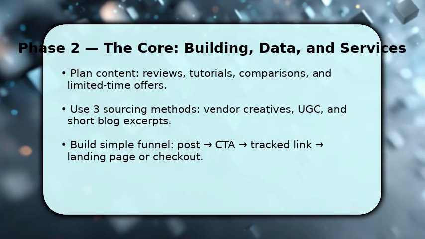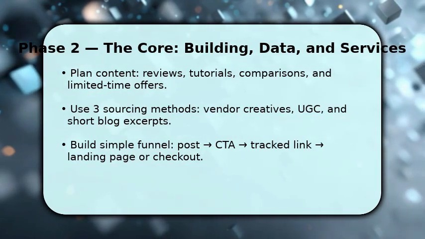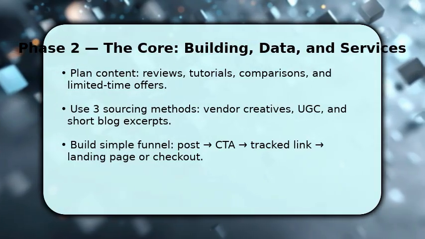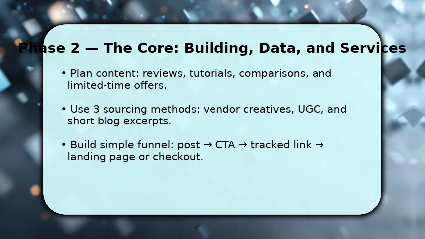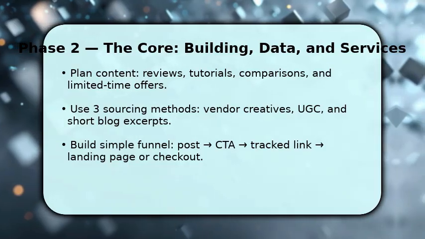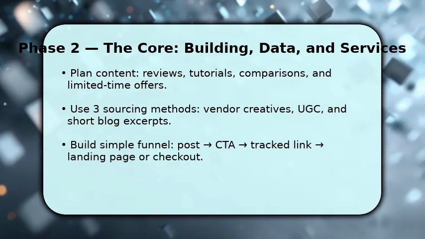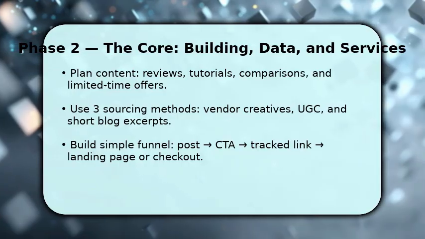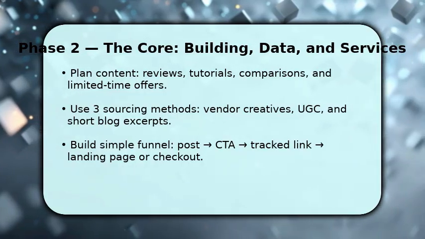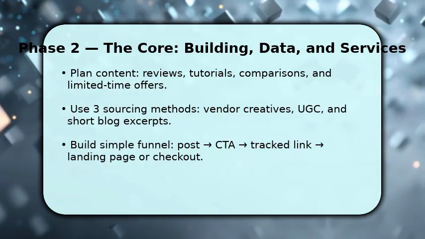Next, build the middle of the system, content and funnels. You should mix reviews, short tutorials, and comparisons that push viewers to a clear call to action. This helps convert casual readers into buyers. For assets, source vendor creatives, user-generated content, and short blog excerpts, and resize for Telegram.